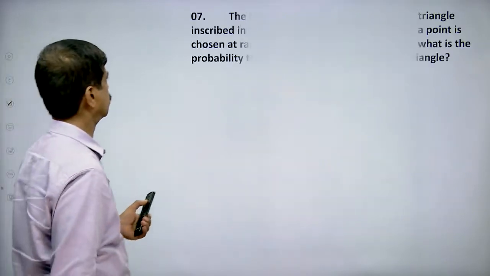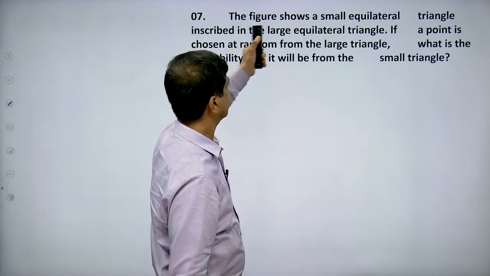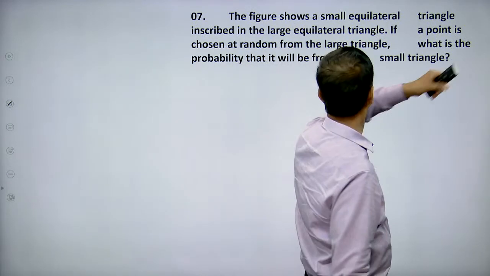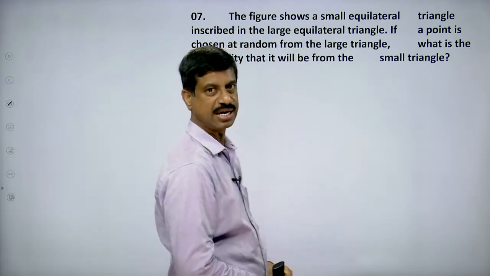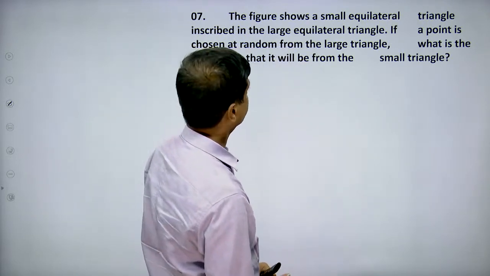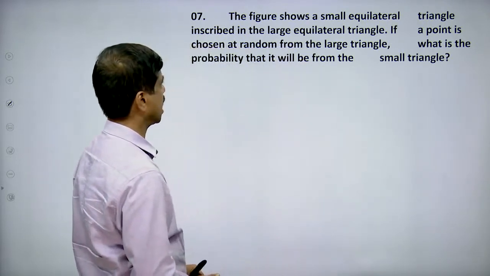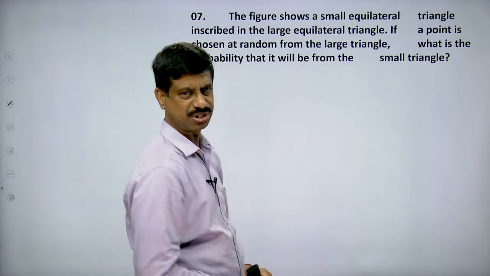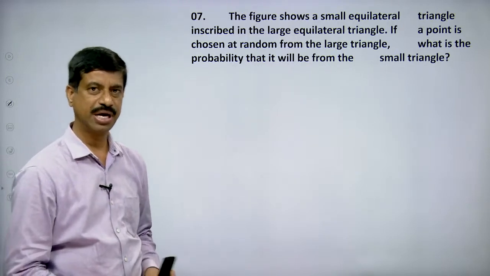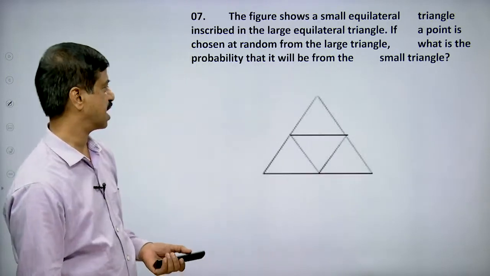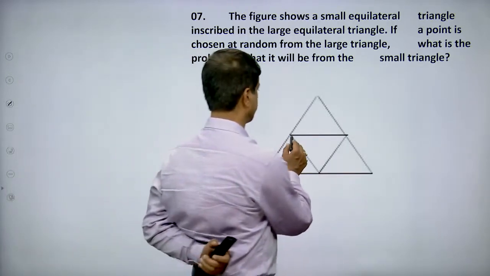Right, so let us go to the next question. The figure shows a small equilateral triangle inscribed in a large equilateral triangle. So if a point is chosen at random from the large triangle, it is the same as the first question, children. So area of smaller equilateral triangle by area of larger equilateral triangle. So now look at this. These are midpoints, isn't it?